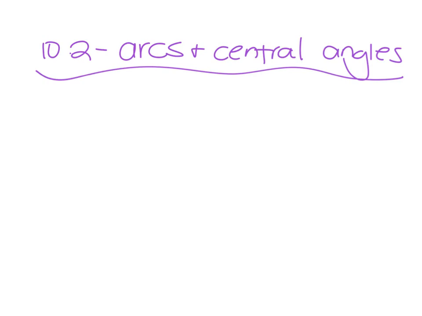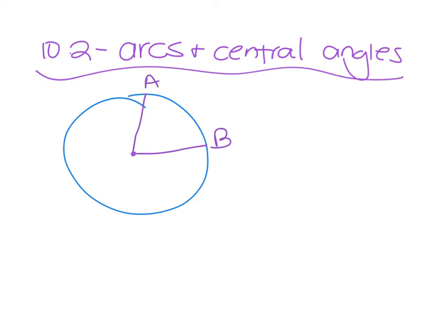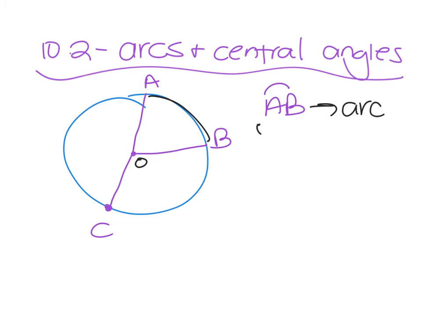Okay, 10-2 is arcs and central angles. So this is where we learned what an arc was and what a central angle is. Arc AB is the crust of the pie, or the crust of the pizza, right? That would be the edge of the circle that is formed by those two points. And then the central angle is an angle whose vertex is at the center. So this is an arc, and angle AOB is a central angle.